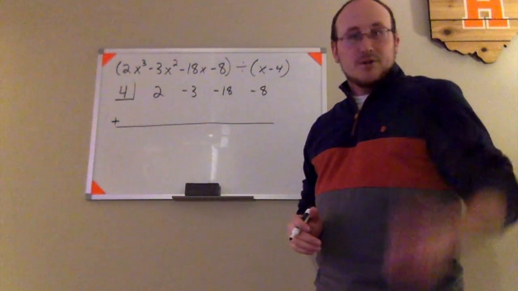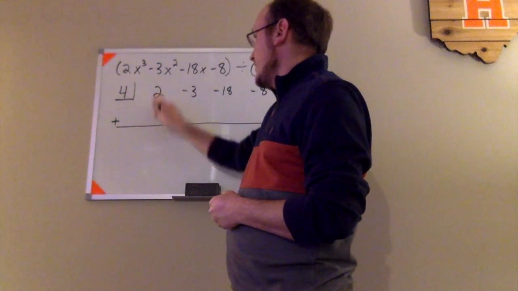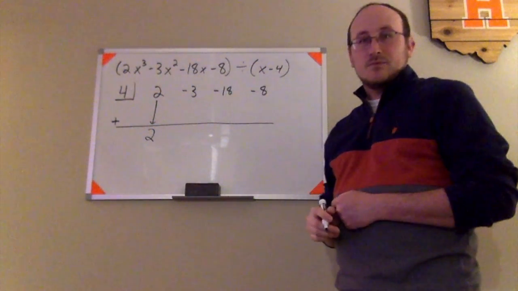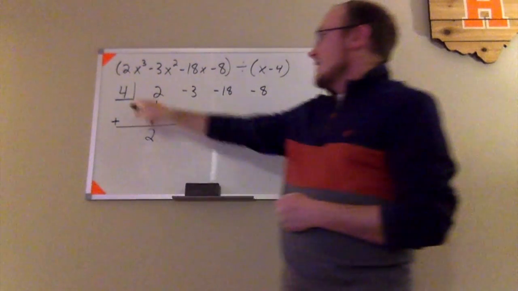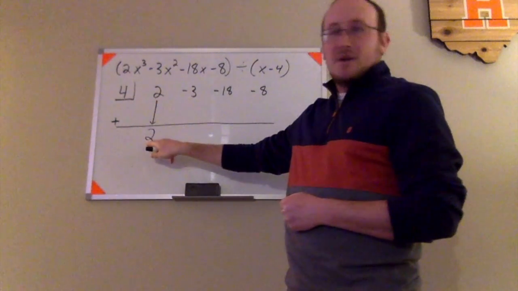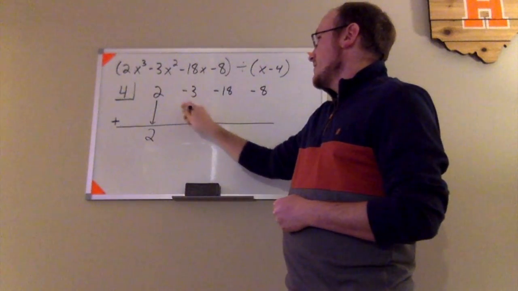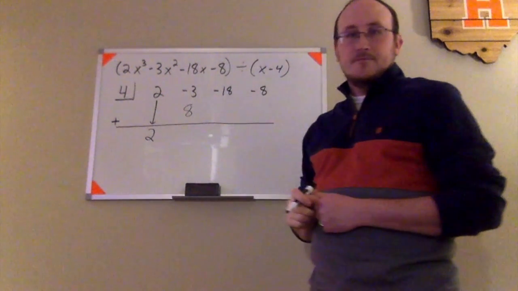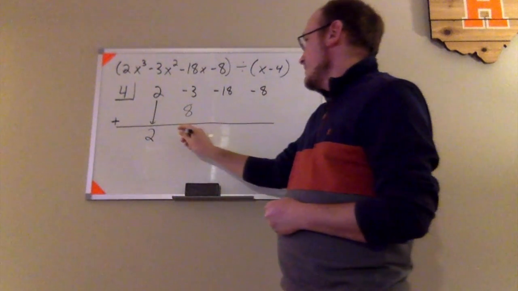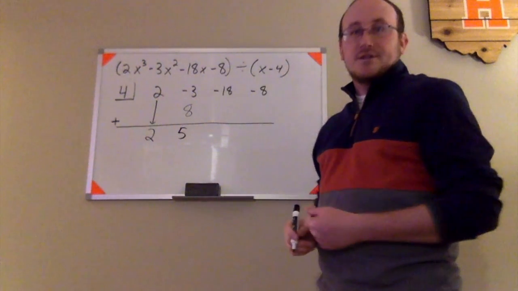So now we're going to start to cycle through the process. The first thing that you do is you take the first coefficient and you just drop it straight down below the line. Once you've done that, you take the number in the box, which is 4, multiply it by this number down here below the line. 4 times 2 is 8. Write that answer under the next number. Add the column. Negative 3 plus 8 is 5. And then you just cycle through this process until you get to the end.